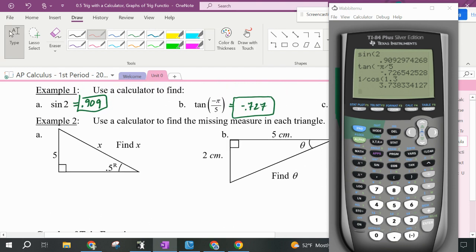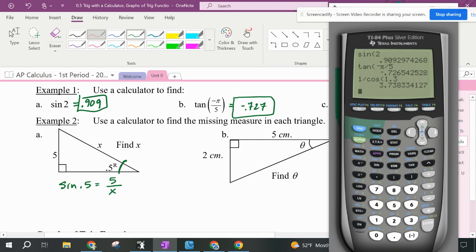All right, for the next example, we're looking for the x. This time they're giving us a radian; they actually label the radian. So which SOHCAHTOA piece, which trig ratio, are we going to use? We have opposite and hypotenuse. Good, so sine: the sine of 0.5 equals 5 over x.